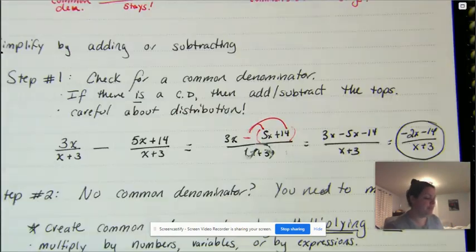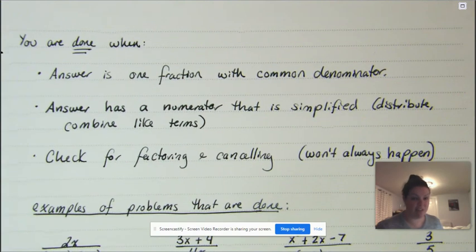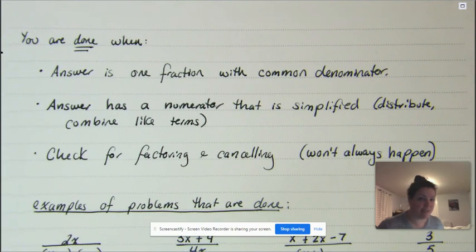So what are we trying to do here? You're trying to add fractions together, you're trying to subtract fractions together. You are going to be done with your problem when you have an answer that is one fraction that has that common denominator in it. So you have to actually combine those two fractions together. You don't want to do any canceling or anything like that. You just want to try to combine fractions together.